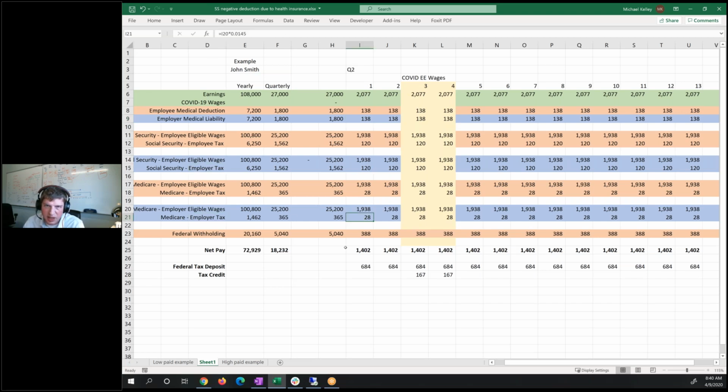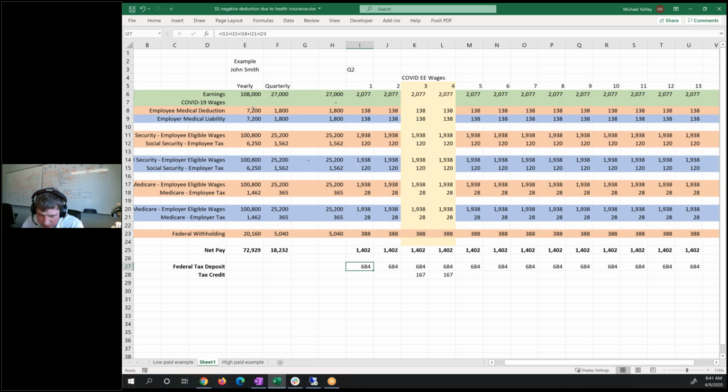Employer Medicare of 28. Plus, you have other things, workers' comp, etc., but they don't pertain to what we have to talk about today. So all this to say that if we were to do a normal week's pay run for John Smith at $2,077, he would get $1,402, and we would do a federal tax deposit of our employee Social Security, employer tax, employer Medicare, employee and employer, plus a federal withholding, $684. Okay, all's well so far.